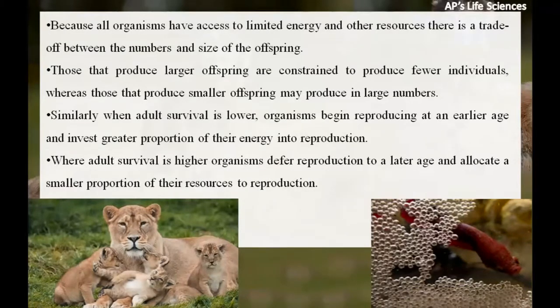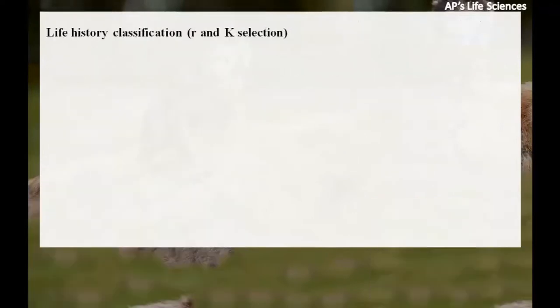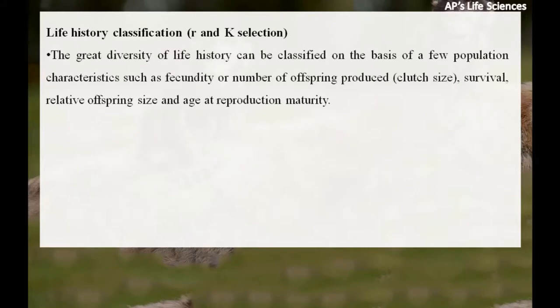Where the adult survival in higher organisms defer reproduction to a later age and allocate a smaller proportion of their resources to reproduction. Then, based on these characteristics, or based on this life history, the species are now being classified into two different categories, that is R and K selected species.